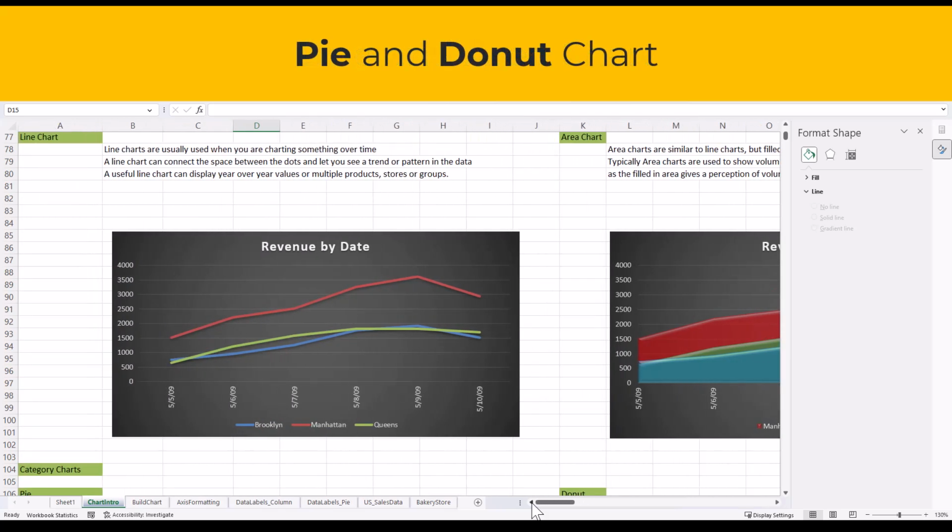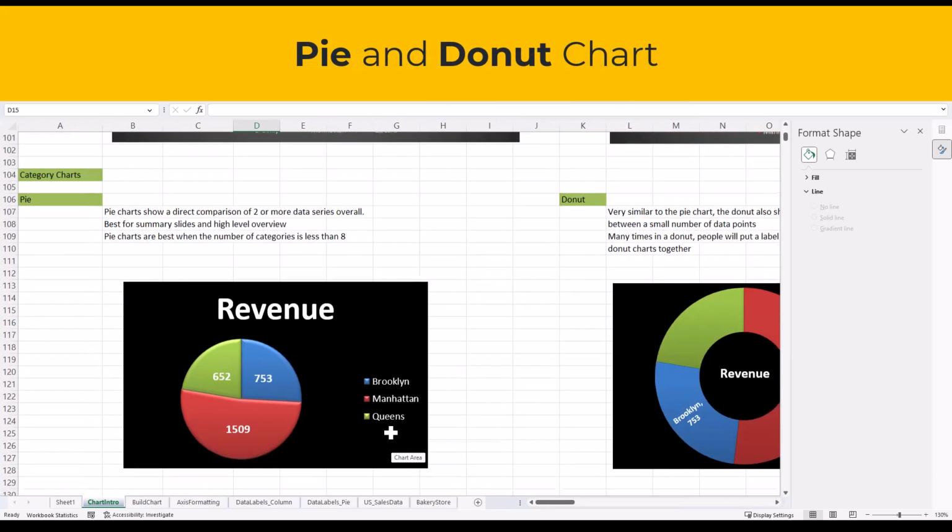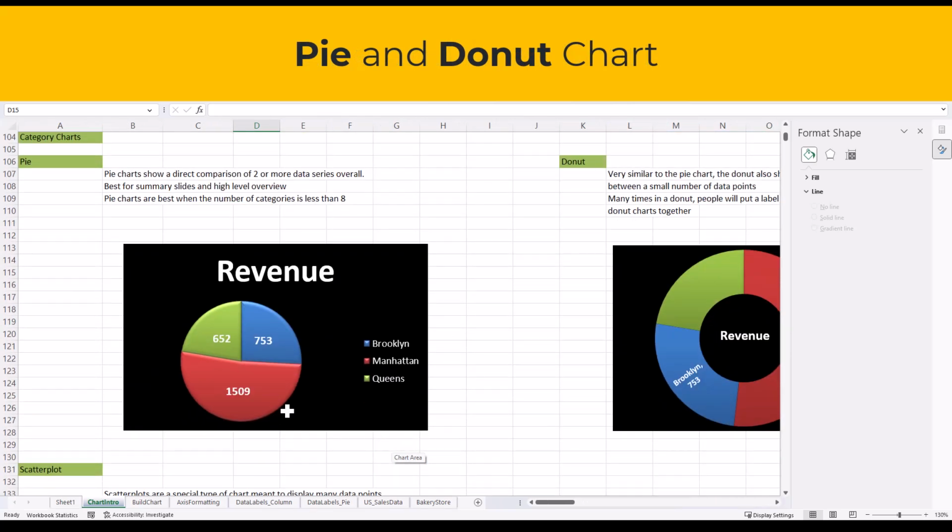All right, let's go down to some category type charts. We've got the pie and the donut chart. Now the first one we're going to look at is the pie chart. This is a very simple representation of, in our case, the revenue between the three stores.